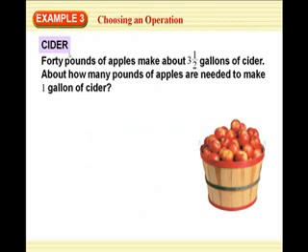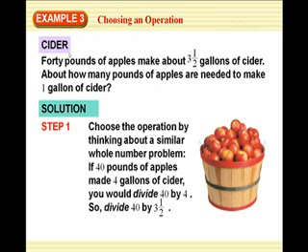All right, choosing an operation. 40 pounds of apples make about 3.5 gallons of cider. About how many pounds of apples are needed to make 1 gallon of cider? 40 pounds. So could we take our gallons? Okay, 40 pounds of apples. If you've used, that's what I was thinking. They're saying if you think compatible numbers, 40 pounds to make 4 gallons, you would divide 40 by 4. So here we're going to divide 40 by 3 1/2.